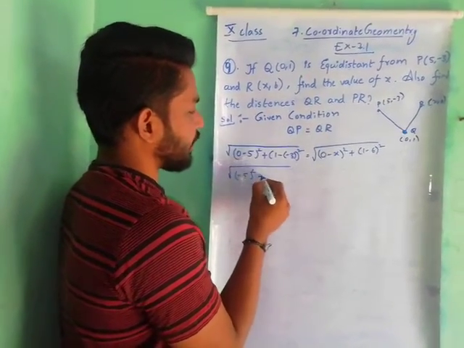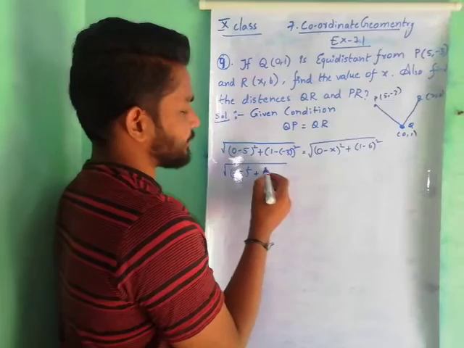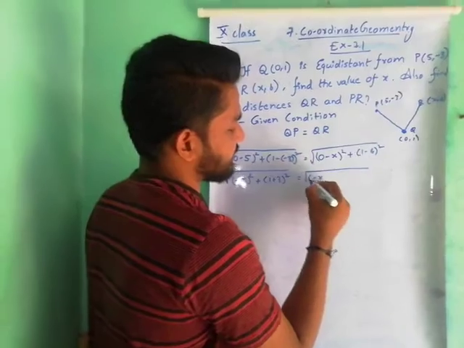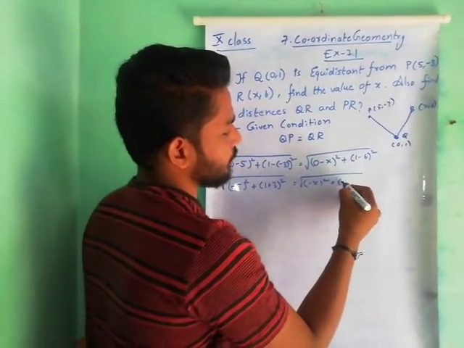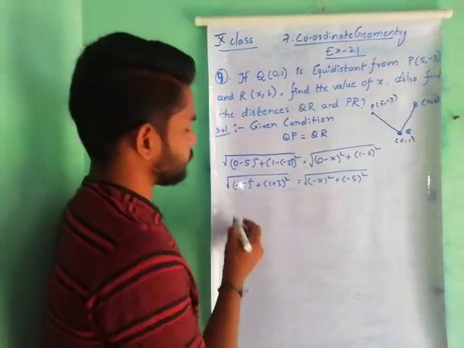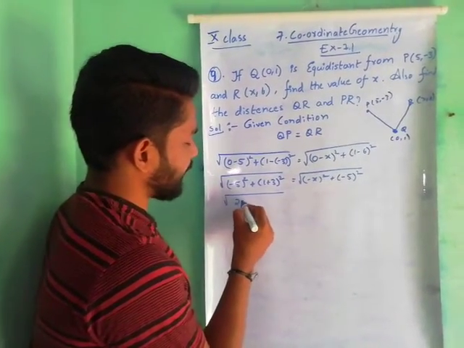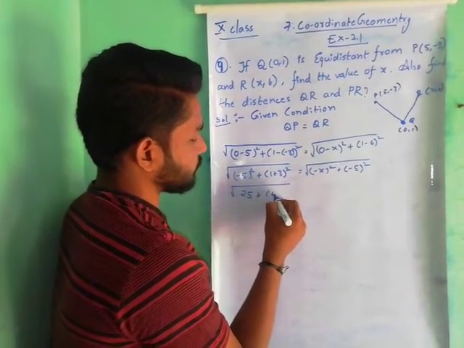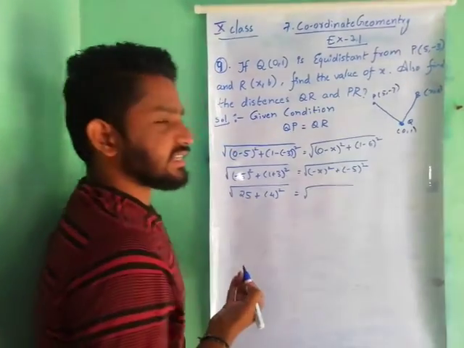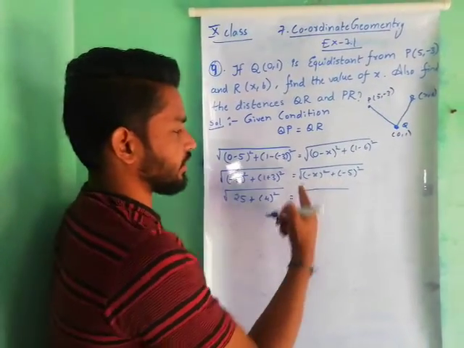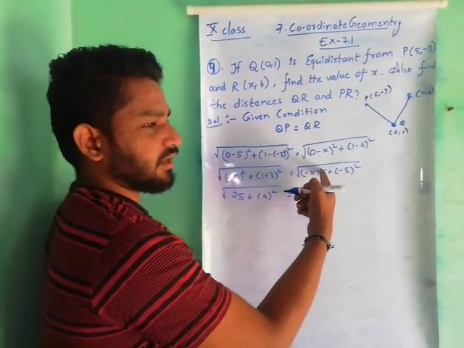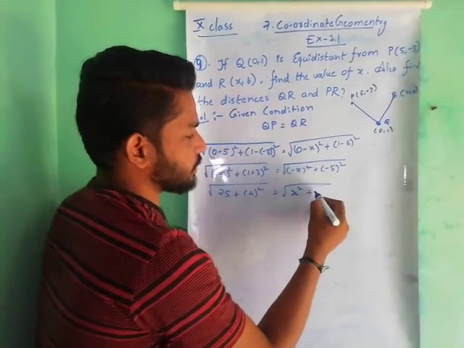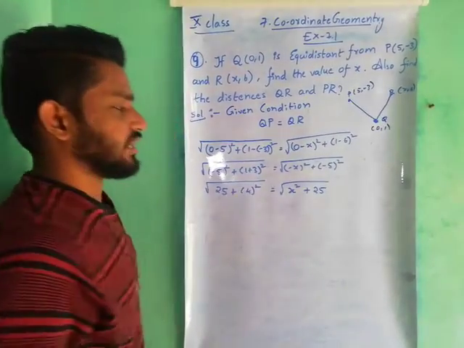(-5) whole square, then 1 minus into minus becomes plus, 1 plus 3 whole square, and (-x) whole square, (-5) whole square. So 25 plus 1 plus 3 means 4, 4 square. And (-x) whole square is x square, since a negative to an even power gives a positive. So x square plus (-5) whole square, which is 25.